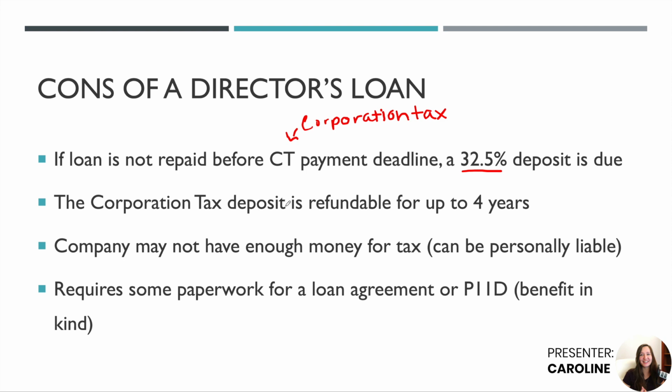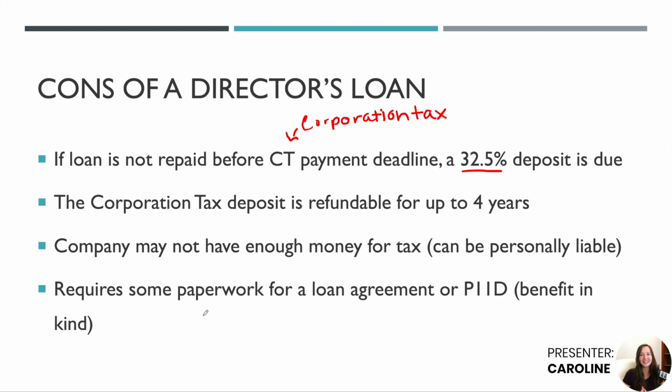The corporation tax deposit is refundable, but only up to 4 years after the accounting period is ended, when the loan was first declared. The company may not have enough money for tax, so HMRC can hold you personally liable for those if there was negligence involved in managing the funds of the company. And this is the overdrawn director's account, like I mentioned.